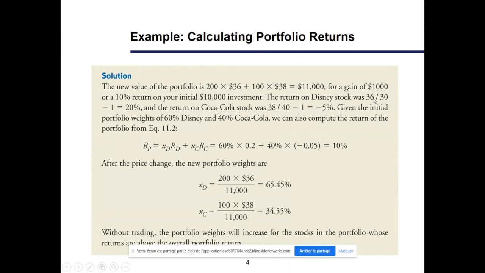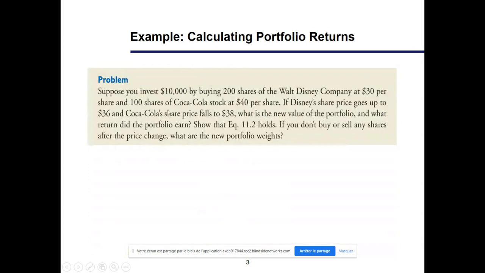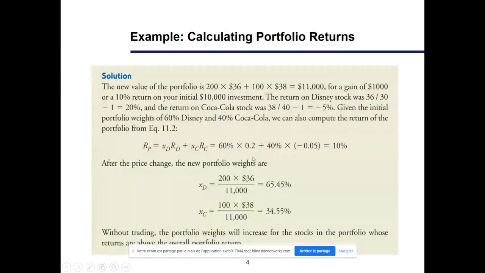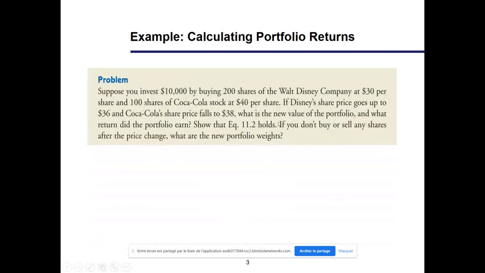36 divided by 30 minus 1. Everybody knows how to calculate the return, right? The return is 36 minus 30 divided by 30, or 36 divided by 30 minus 1. Okay, you're gonna get the return of your Disney. The Disney return is 20%, whereas the Coca-Cola return is minus 5%. If you have 60% multiplied by 0.2 plus 40% multiplied by minus 5%, you're going to get 10%. This portfolio generates 10% return. Okay, 10% return of your portfolio.